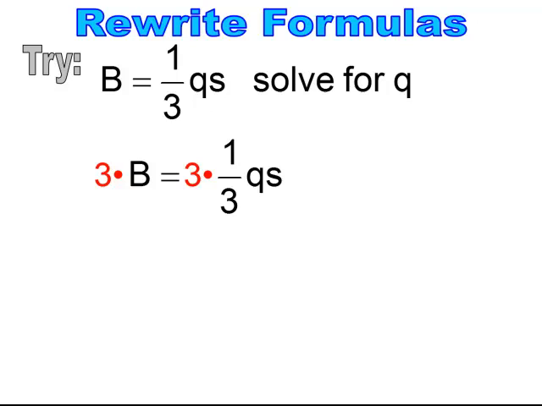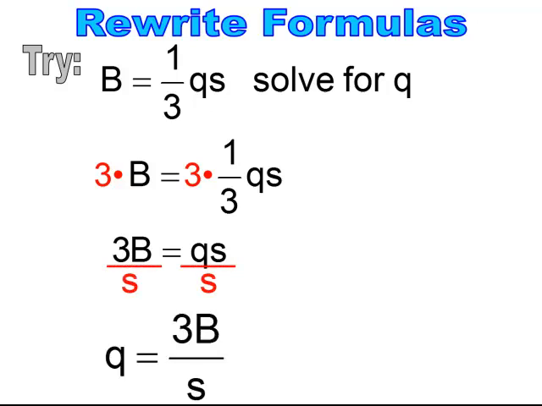So we want to remove that 1/3 first by multiplying by the reciprocal, which would be 3/1, or simply 3. That will cancel out our fraction, giving us 3 capital B equals qs. And now we're going to divide through by s, so our q formula will equal 3 capital B divided by s.